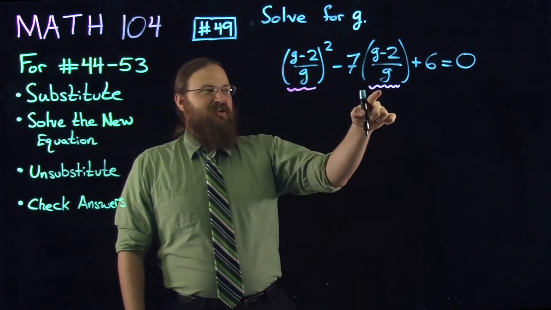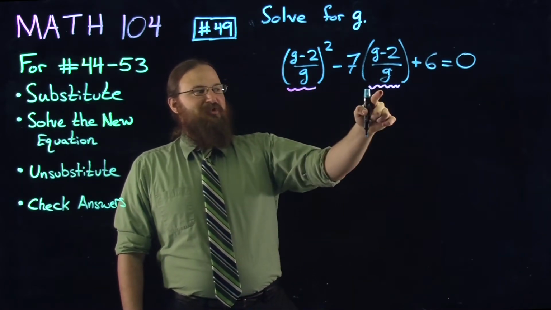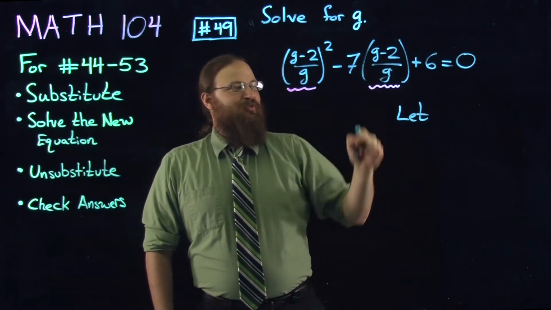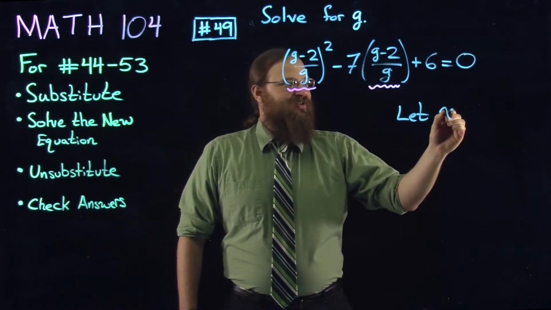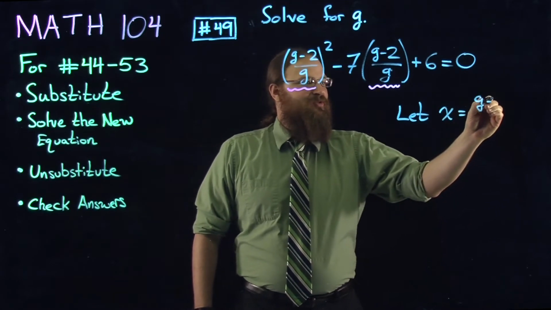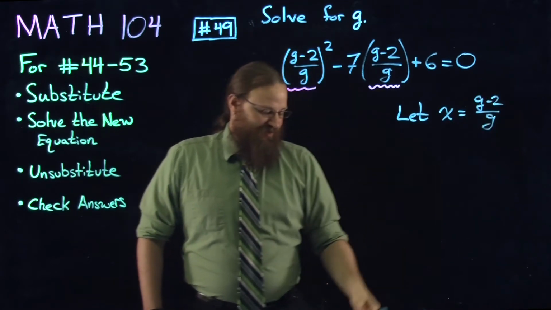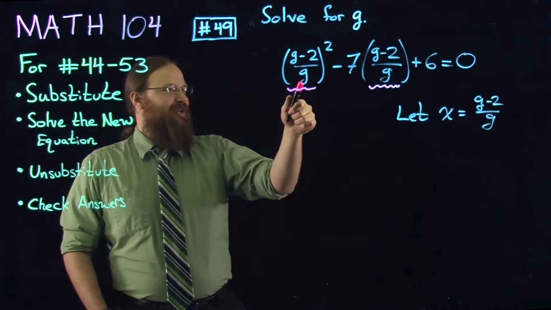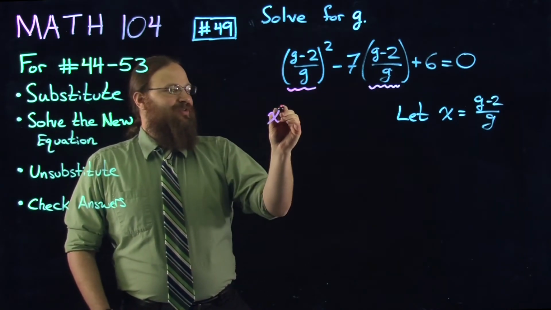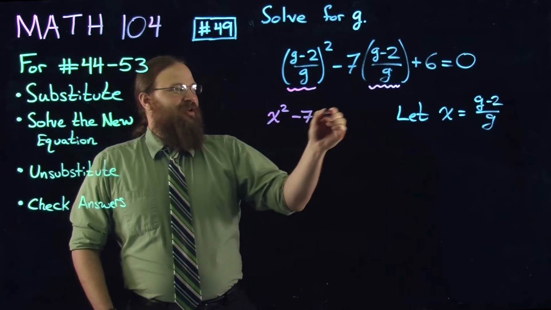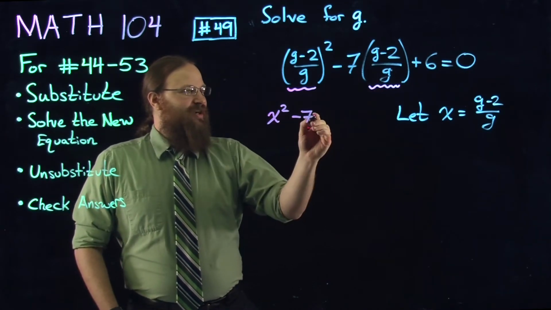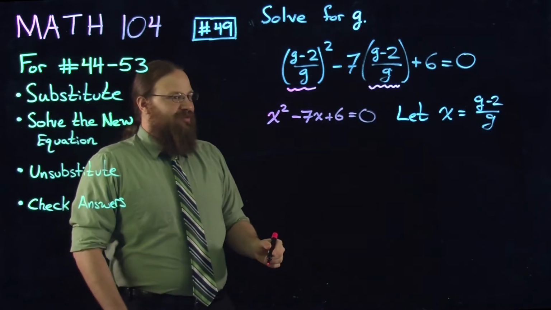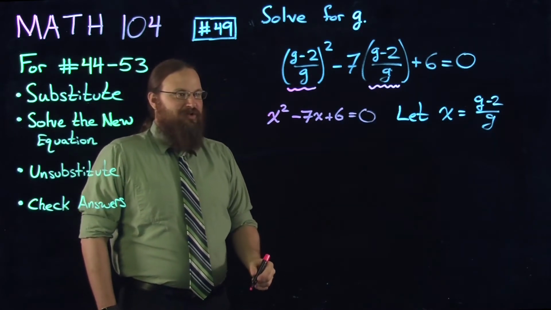So what I'm going to do is I'm going to kind of collapse these into one variable. And instead of looking at them as g minus 2 over g, I'm going to write it as x equals g minus 2 over g. This allows me to rewrite this problem in a very nice way. What do I have? Instead of g minus 2 over g, I have x. And after substitution, I have a nice quadratic equation.